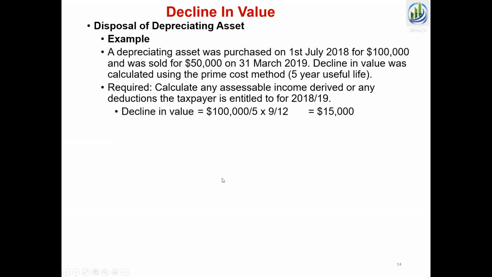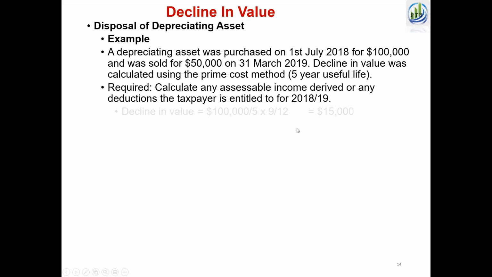You can see here your asset is $100,000, and it was sold for $50,000, right? So you are using that asset for 9 months. So how much is the declining value for 9 months? Prime cost, 5 years, 9 divided by 12, so $15,000. You have $15,000 in declining value, right? That's $100,000 divided by 5, $20,000 per year, 9 months, $15,000.